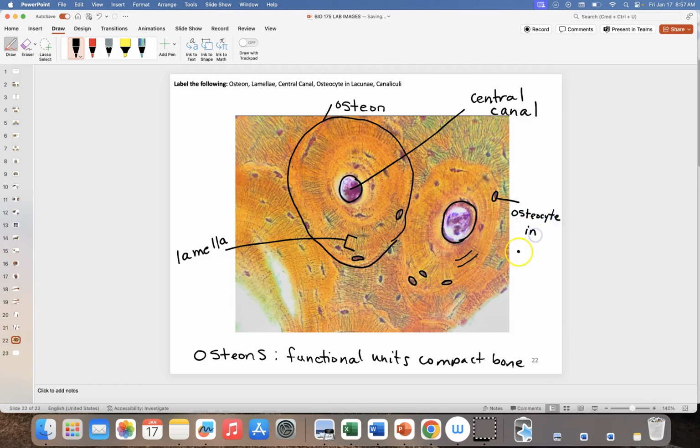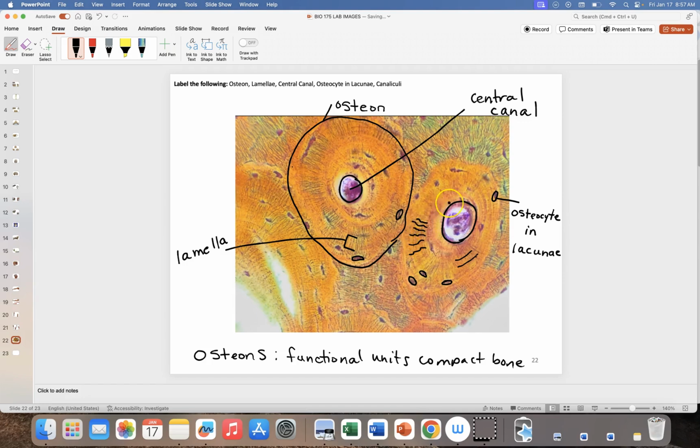And these mature cells sit in these little lake-like structures known as lacunae. Lacunae means lake. Now, because these mature cells are sitting in these lake-like structures, they need to be able to communicate with one another. And that's where these wavy lines come in that we see through the bone matrix.